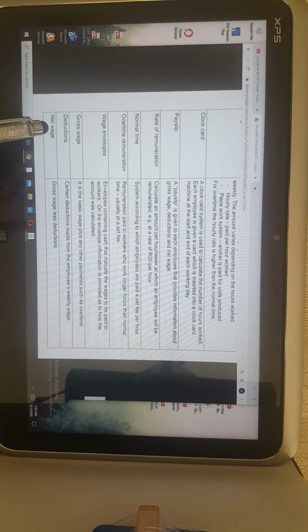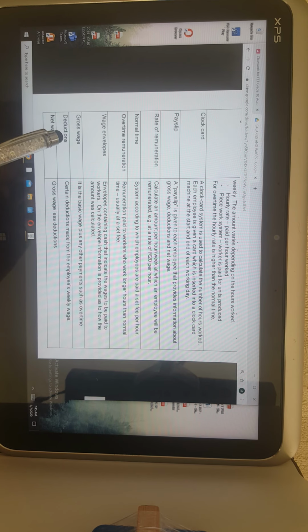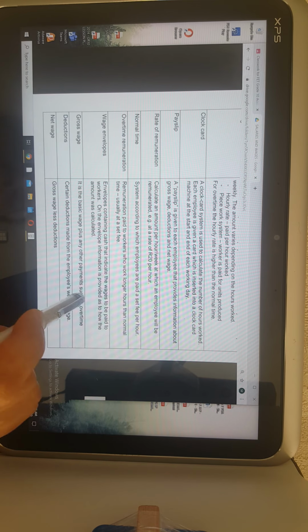We have a gross wage, okay, and your gross wage is the basic wage plus any other payments such as overtime, okay. Then certain deductions are made from the employee's weekly wage. Okay, we'll go through those deductions. You just need to know the term gross wage. Then we minus the deductions from there, and that's how we get our net wage. Our net wage means we take the gross wage, we minus the deductions, and we get a net wage.